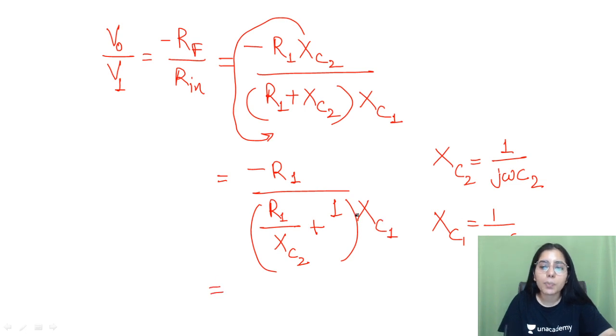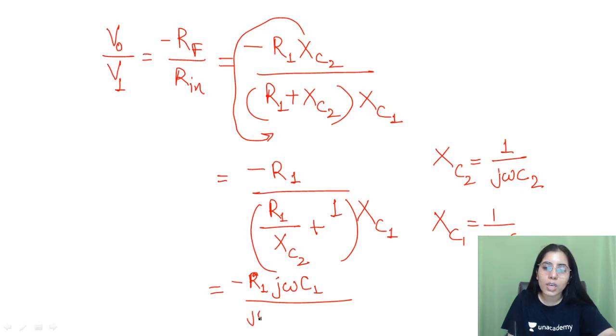Next thing, when you put these values here, what will you get? It will give you minus R1 j omega C1 upon, 1 upon j omega C2 you will put here, which will give you j omega R1 C2 plus 1. This is what you have got. Now what do you have to do after this?